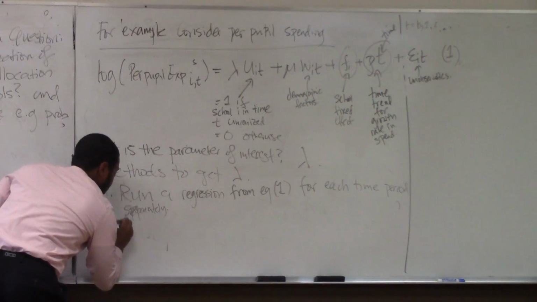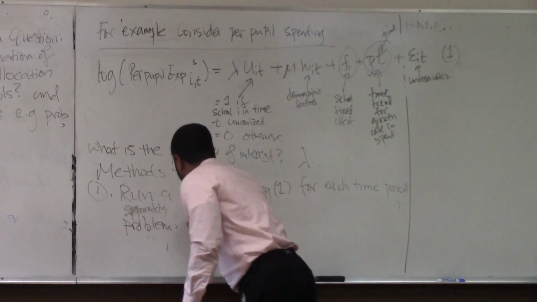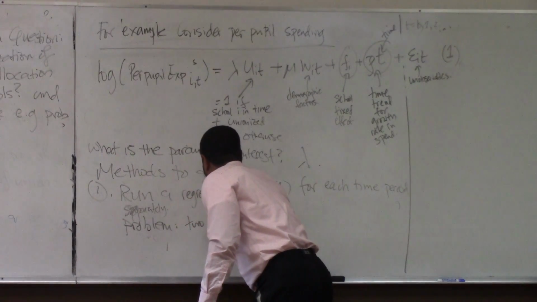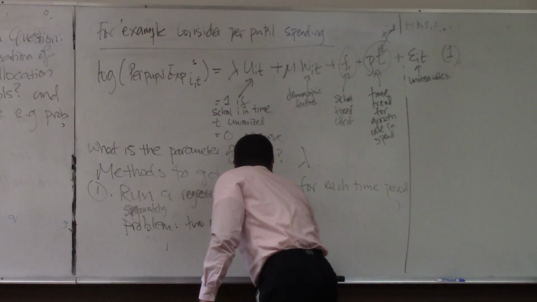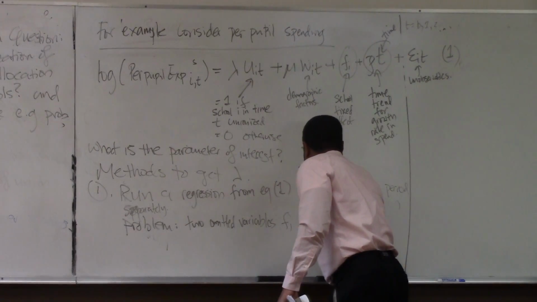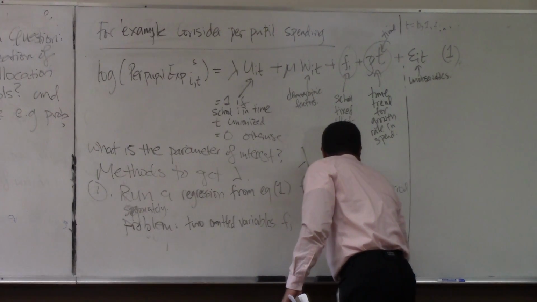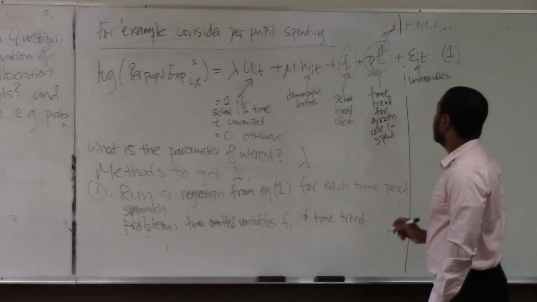Now, the problem is we have 2 omitted variables: Fi and the time trend. Okay.